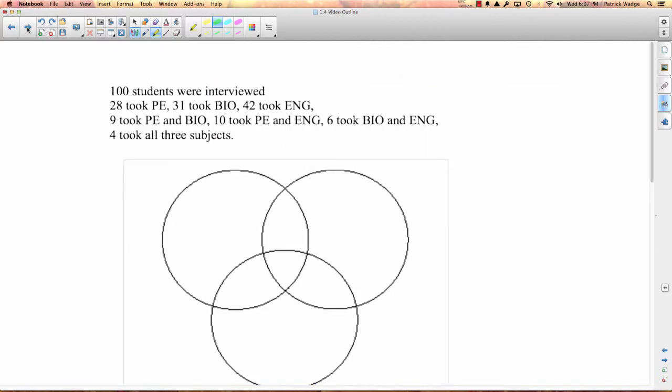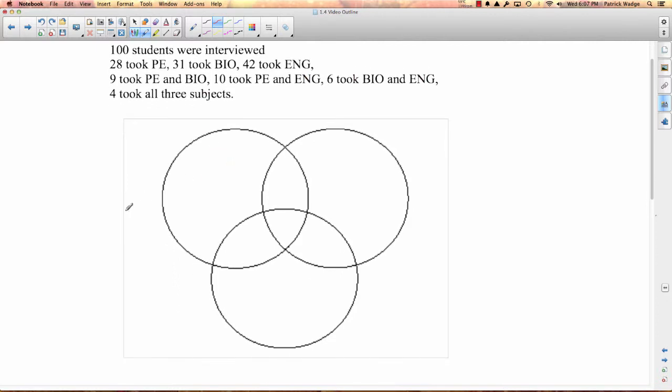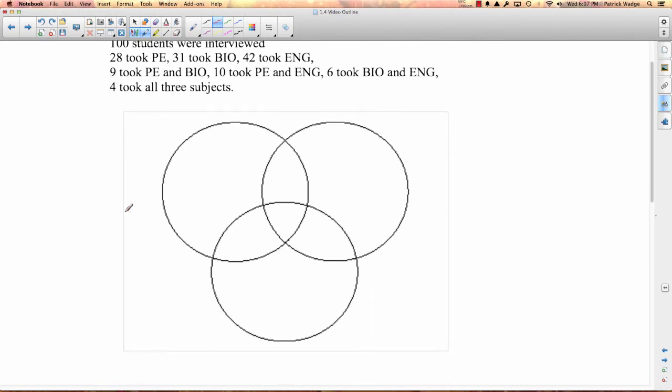Alright, just one more question and we're done. 100 students were interviewed. 28 took PE, 31 took Bio, 42 took English. 9 took PE and Bio, 10 took PE and English, 6 took Bio and English, and 4 took all 3 subjects. Okay, we have to fill in the Venn diagram here before we can answer the questions at the bottom.